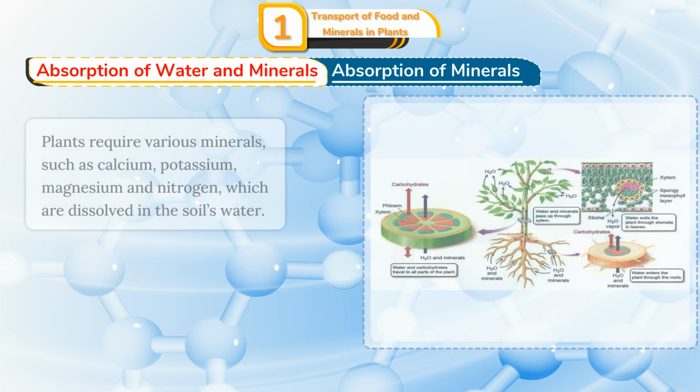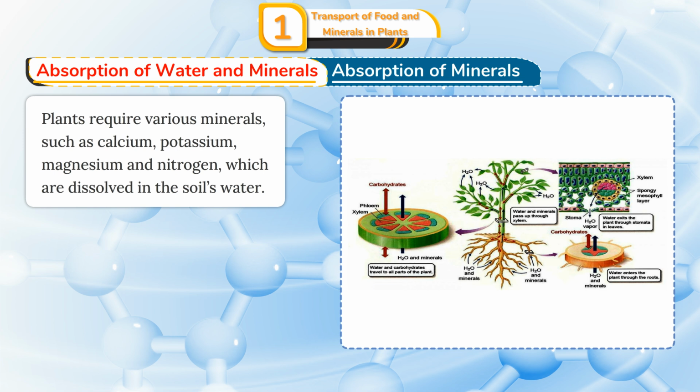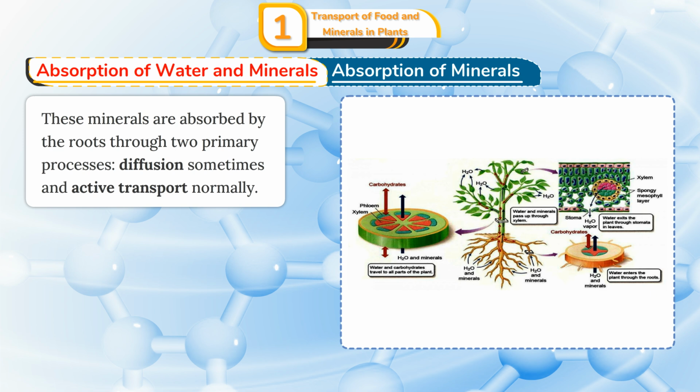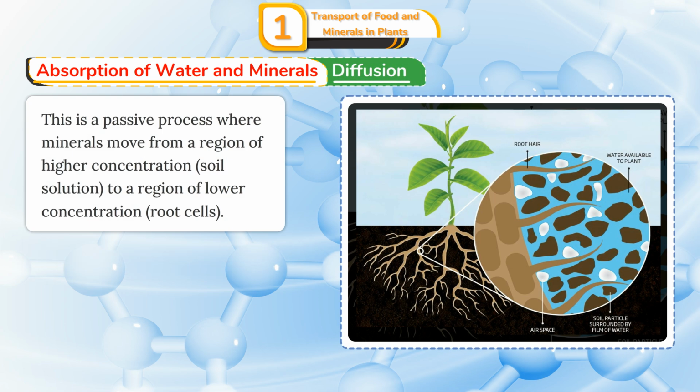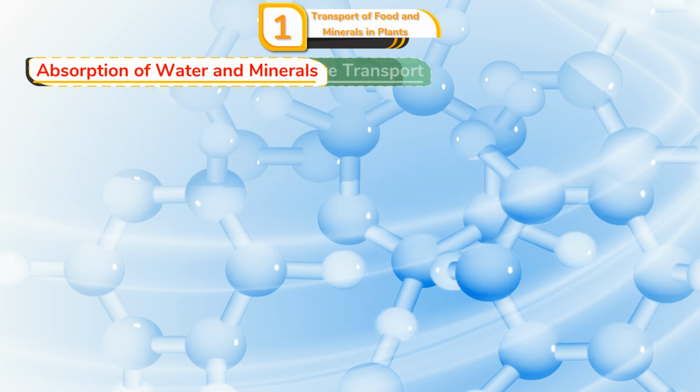Absorption of minerals. Plants require various minerals such as calcium, potassium, magnesium, and nitrogen, which are dissolved in the soil's water. These minerals are absorbed by the roots through two primary processes, diffusion sometimes and active transport normally. Diffusion. This is a passive process where minerals move from a region of higher concentration soil solution to a region of lower concentration root cells.